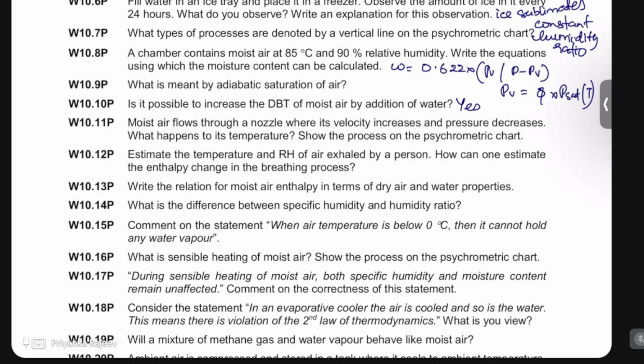Next, moist air flows through a nozzle where its velocity increases and pressure decreases. What happens to the temperature? Show the process on the psychrometric chart.